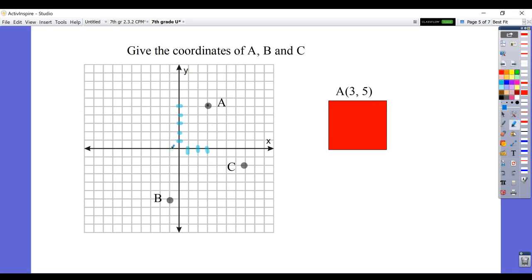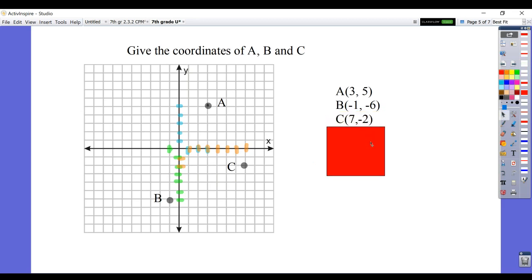B is over 1 unit to the left, which is -1, and then down 1, 2, 3, 4, 5, 6. So (-1, -6). And C is 1, 2, 3, 4, 5, 6, 7 units over, and 2 units down. +7 because it's 7 units to the right, and 2 units down, so (7, -2).